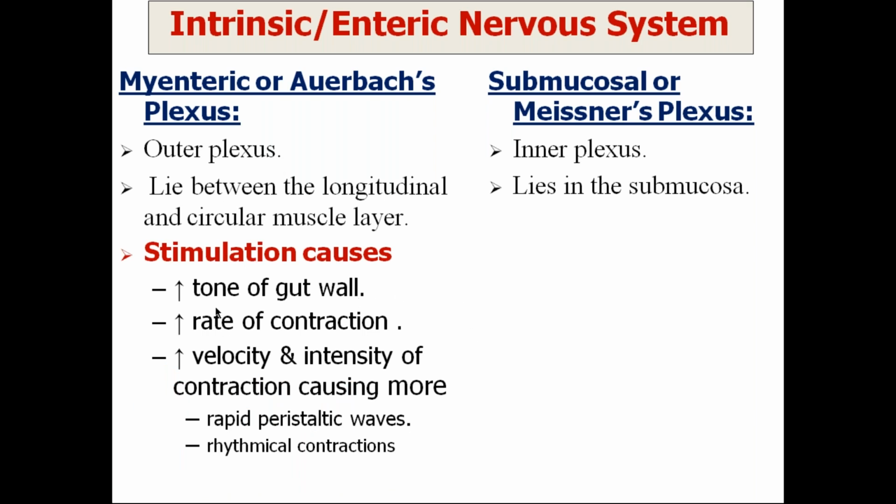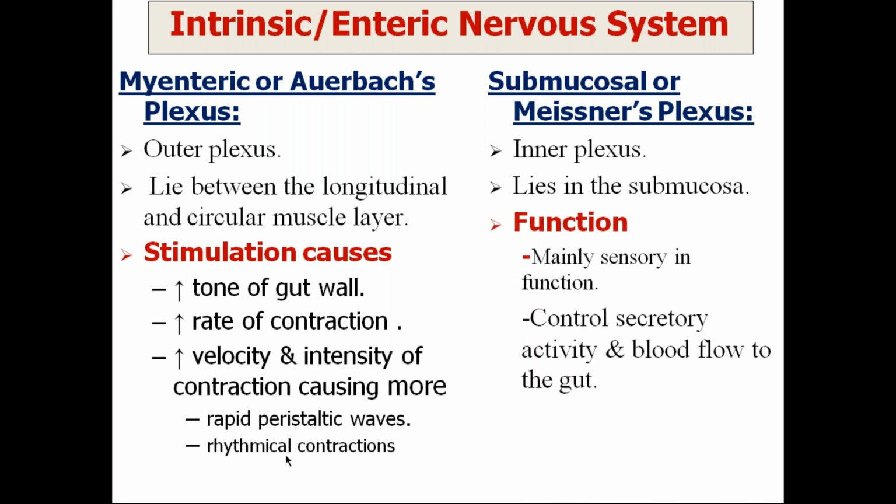Stimulation causes an increase in the tone of the gut wall, an increased rate of contraction, and an increased rate of peristaltic waves and rhythmical contractions within the GIT. Submucosal, because it's present in the submucosa where your secretory glands are located, so it is mainly sensory in function. It controls the secretory activity and blood flow to the gut.